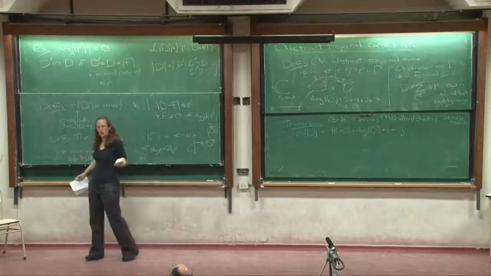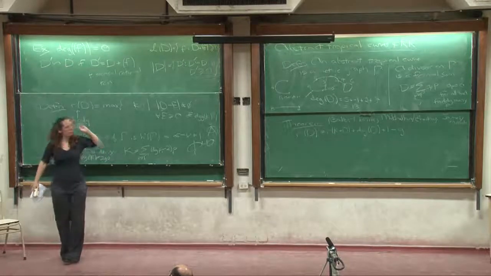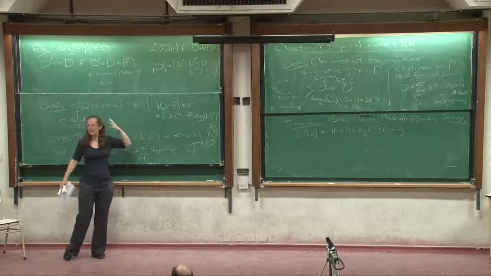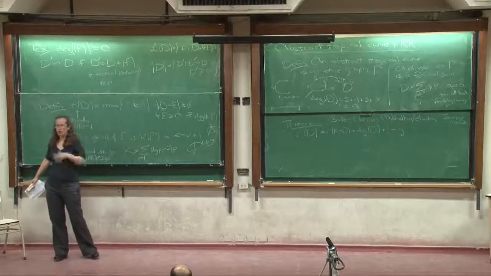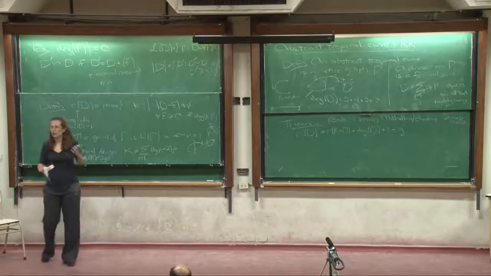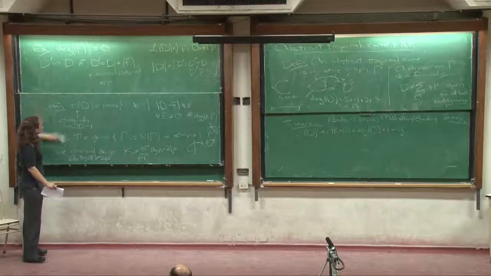We said that tropical geometry was going to be an analog. So you could think about this as just the analog definition of tropical geometry. We're doing algebraic geometry over the tropical semi-ring. Okay. However, there is more than that.